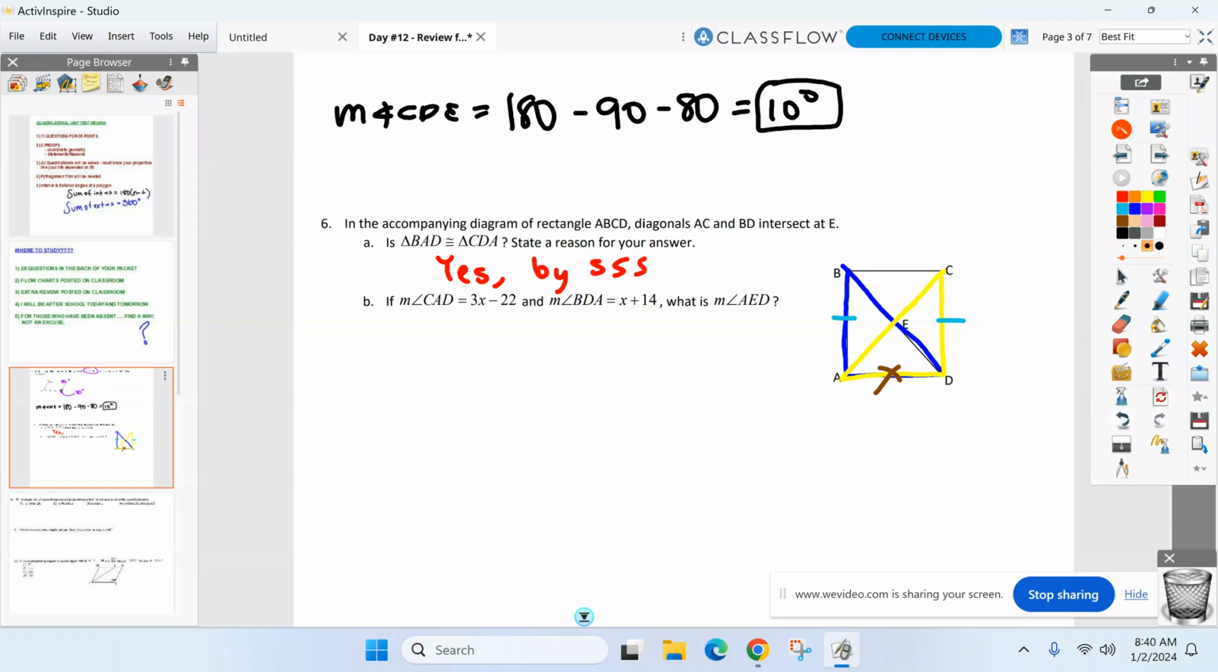There you go. We just flew through a bunch. We're not even done with this yet. All good on why they're congruent? All right. Next up, part B.